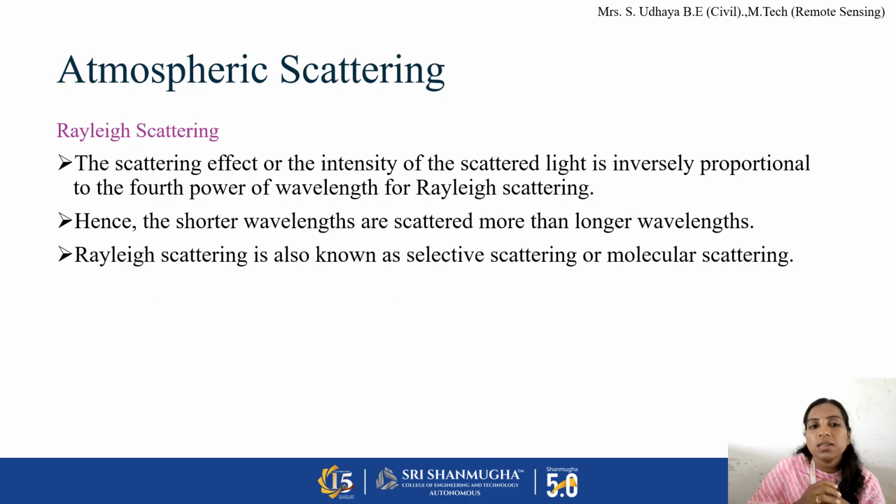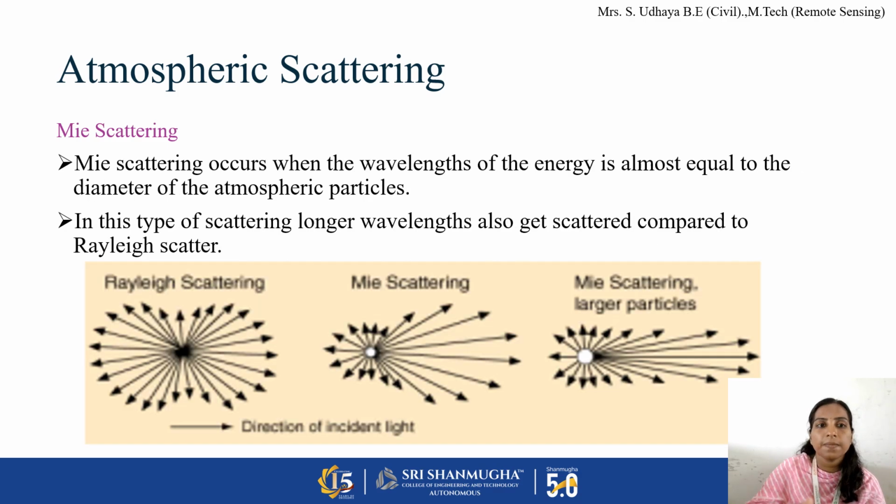Mainly the sky appears blue because of this Rayleigh scattering. The intensity of scattered light is inversely proportional to the fourth power of wavelength for Rayleigh scattering. Here the shorter wavelengths are scattered more than longer wavelengths. Rayleigh scattering is also known as selective scattering or molecular scattering.